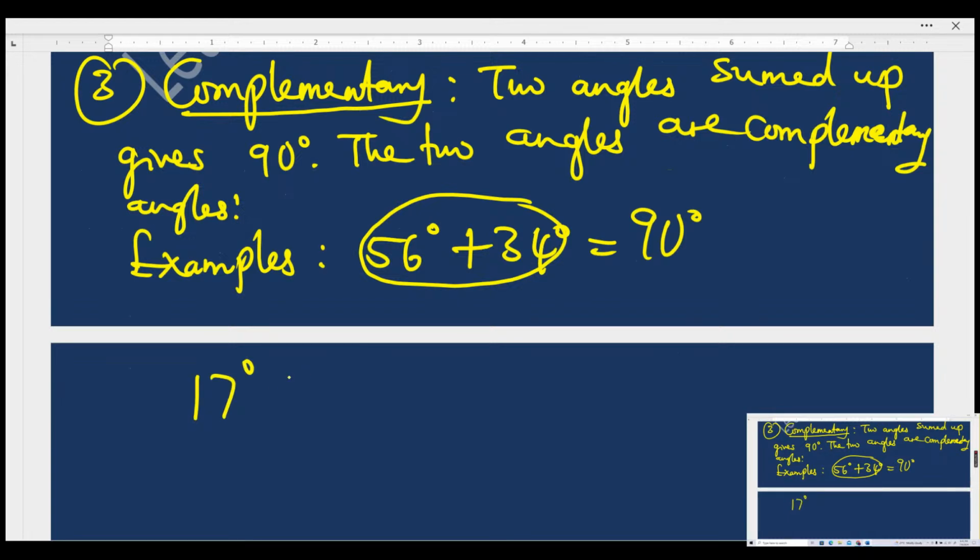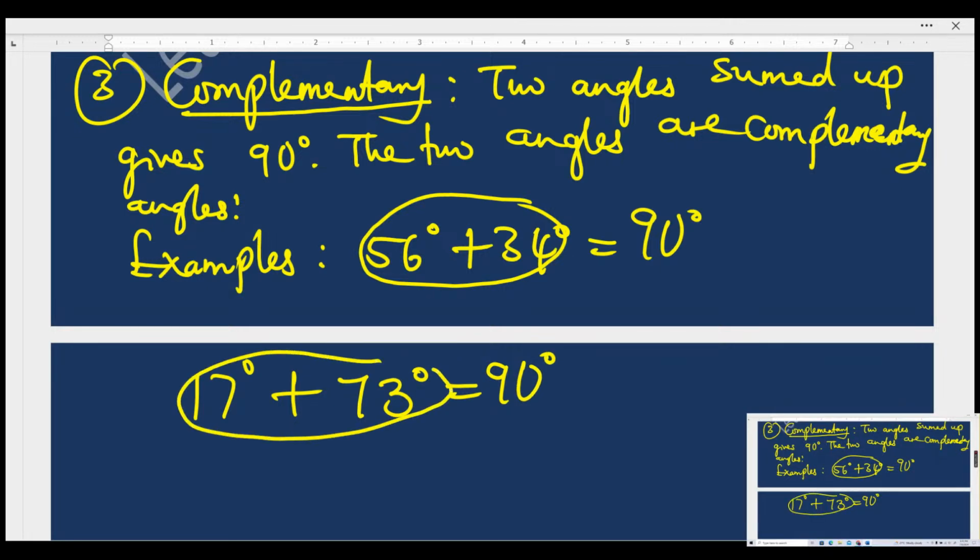Now, this is another example. 17 degrees and 73 degrees. 17 degrees and 73 degrees added together will give us 90 degrees. So it means 17 and 73 degrees are called complementary angles.